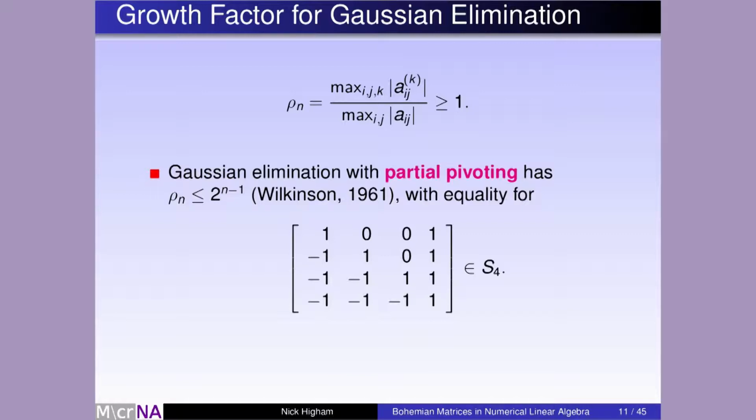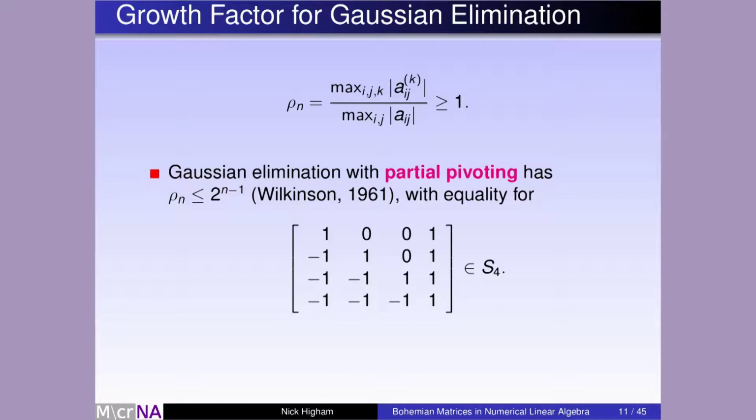In practice, we would use some form of pivoting, and one of the major contributions that Jim Wilkinson made many years ago was to help understand the effect of rounding errors on this process. So he was able to show, to derive a backward error bound that involves this quantity rho n.